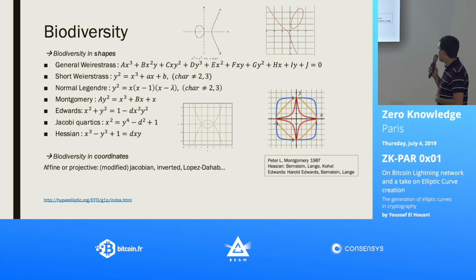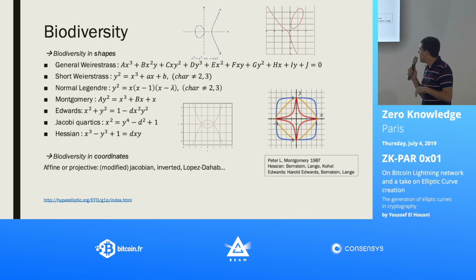Those are some coordinates, Jacobian. I think it is the best in Weierstrass; López-Dahab if you are working in characteristic 2; inverted in Edwards. And by the way, the one at the top right is a Hessian, the one at the bottom right is an Edwards, and the other one is a Jacobi quartic. There is a link here of Daniel J. Bernstein and Tanja Lange that gives explicit formulas for every specific shape, every specific coordinates as well.